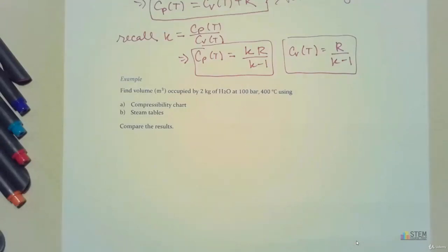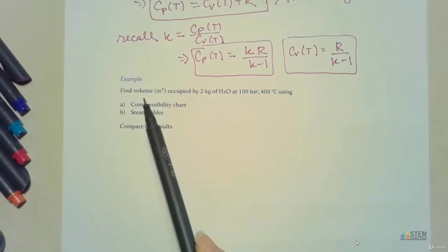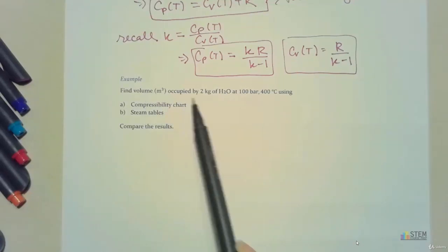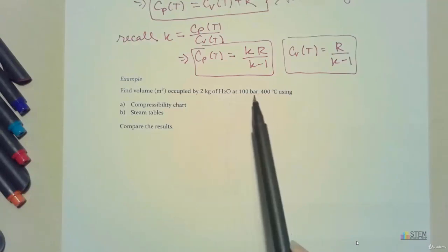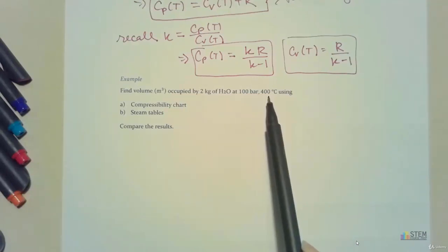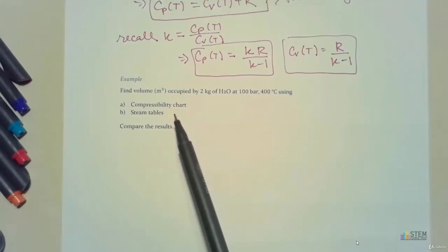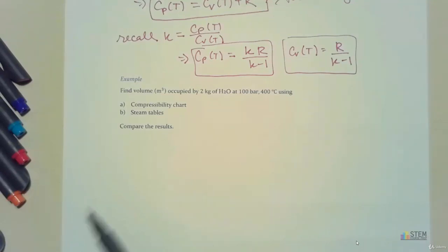We've got another example. What we're going to do is find volume. Units need to be cubic meters. That is occupied by 2 kilograms of water at a pressure of 100 bar and a temperature of 400 degrees Celsius. And we're going to do this using two methods. We're going to use this compressibility chart that we just talked about, and we're going to use the old-fashioned steam tables. Then we're going to compare our results.